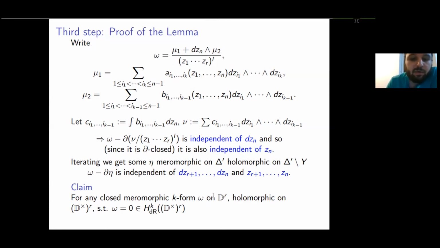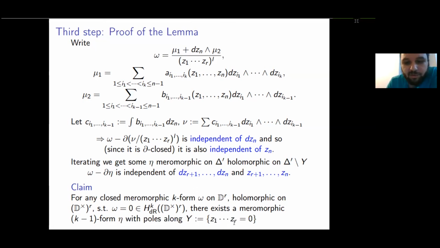And furthermore, we know that this form omega is a closed form in the usual de Rham cohomology. Then there exists some meromorphic k-1 form, again with poles along this product of variables equal to 0, such that omega is delta of it. This is what we have to show now. Finally, we have to prove a claim, and the proof is just by induction.